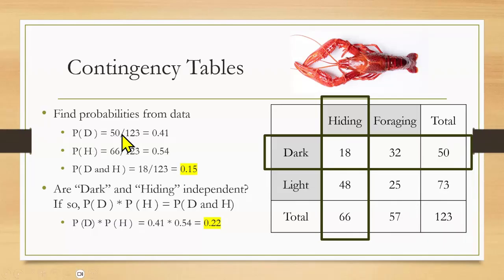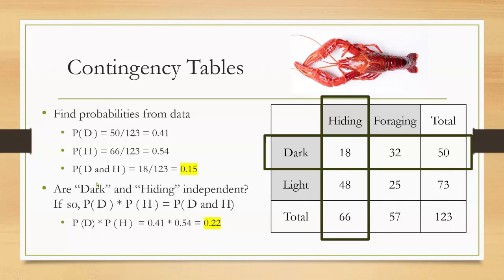All right, so we've got 50 divided by 123, that's 0.41. We've got 66 divided by 123, that's 0.54. Now, when we look at how many individuals are actually in this dark and hiding square, it's 18. So 18 out of 123, that's 0.15. And so that's our actual measured probability of dark and hiding.